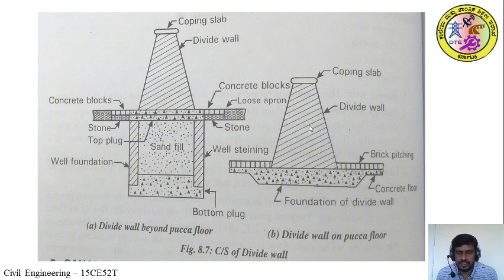And this is the cross section of a divide wall on a pucca floor. On the pucca floor, there is no need for a well foundation. Here the divide wall directly rests on the concrete floor. It acts as a foundation for the divide wall, and the side of this divide wall is also provided with brick pitching. This is one typical layout, the typical cross section of a divide wall.